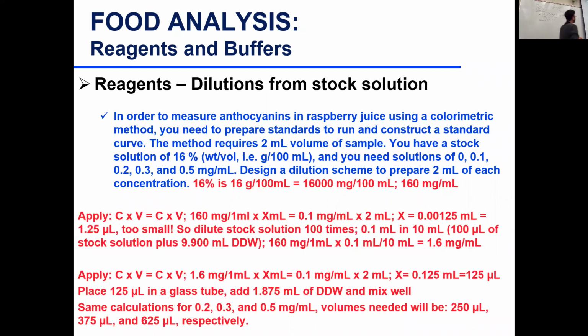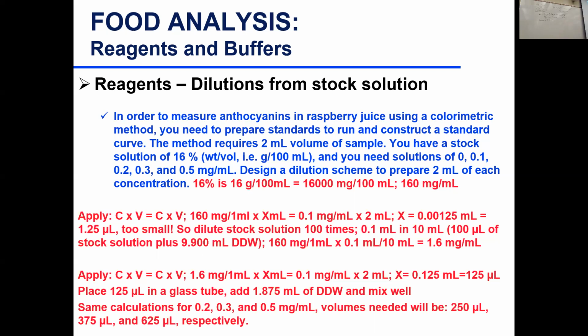Okay, so the first thing you do is convert percentage to milligrams per 100 ml, and then from milligrams to per milliliter, which is the same unit. So the first thing you do is convert the units. And then you follow concentration times volume equals concentration times volume. And you come up with this very, very small volume, and it's 1.25 microliter.